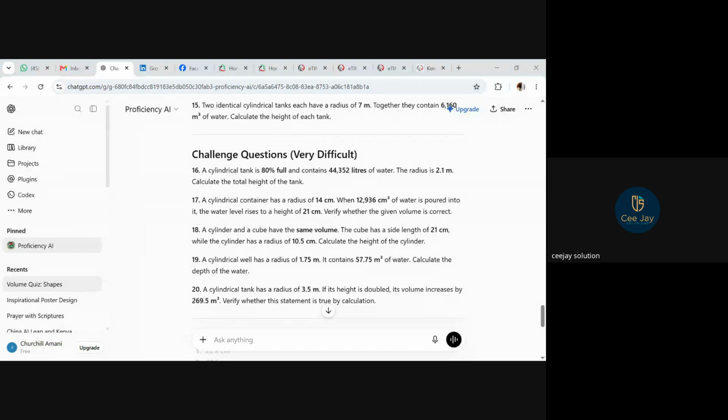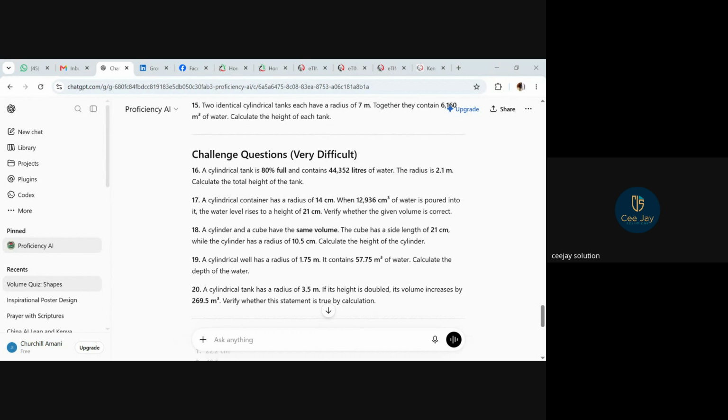I do not know if anyone was able to get that or understood that number. Okay, question 17. What did you get for question 17? I just want us to try 3 questions, then we go to the next subtopic, which is surface area.